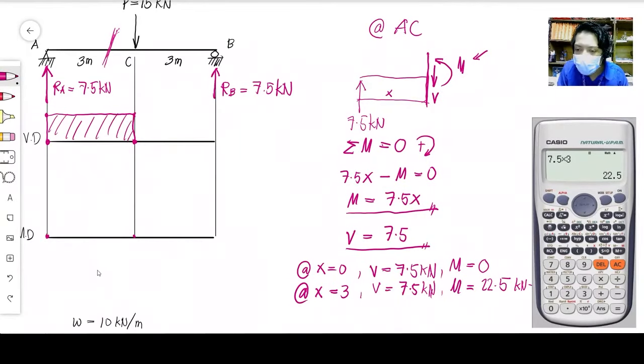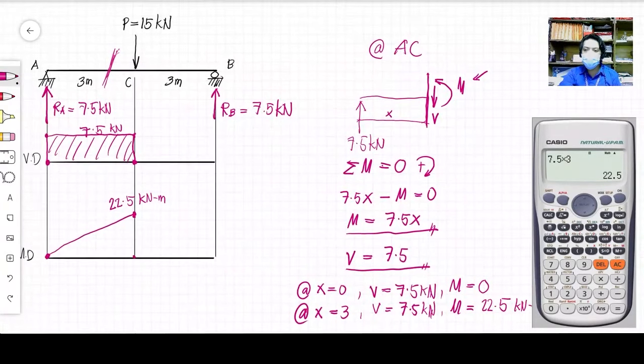Okay. For the moment diagram, at point A, at x is equal to 0, your moment is 0. So it's here. And at x is equal to 3, your moment is equal to 22.5, somewhere here. So this is 7.5 kilonewton. And this one right here, this is 22.5 kilonewton meter.